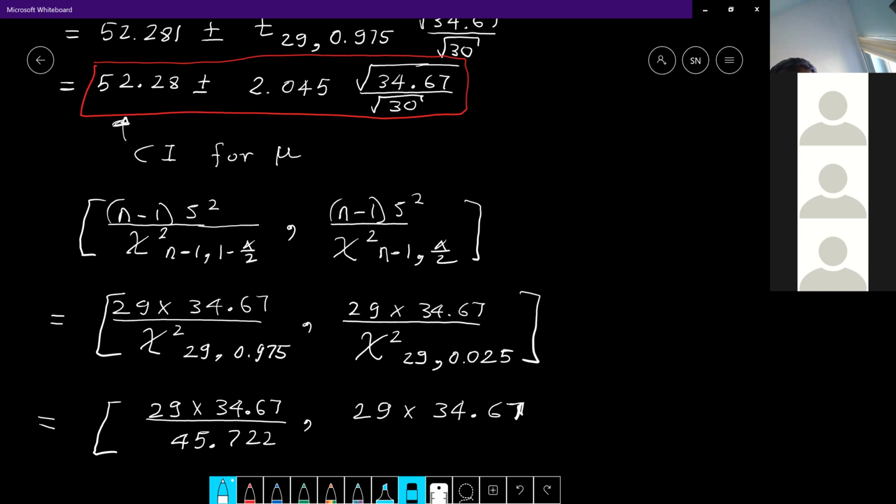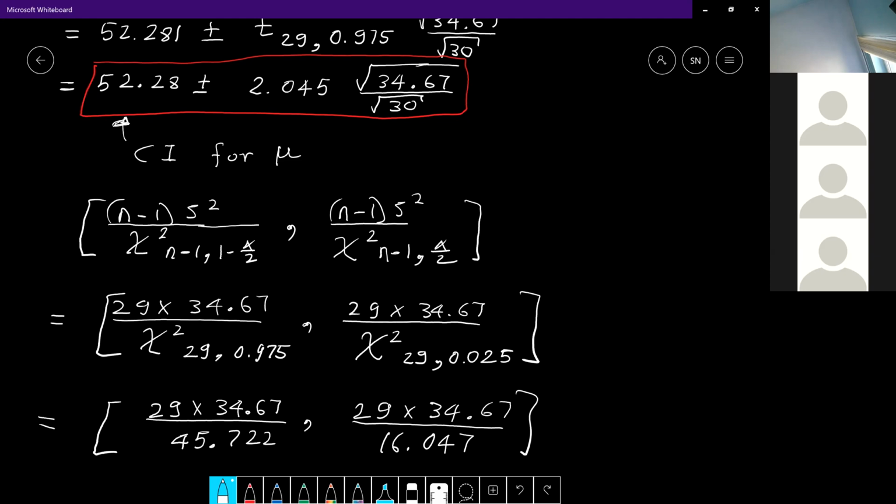And here you have 29 multiplied by 34.67. Excuse me, my writing is getting worse every day. Sorry, cancel. This should read 34.67 here, 34.67 divided by 16.047. So these two values, I just write them off the table for the chi-square distribution.